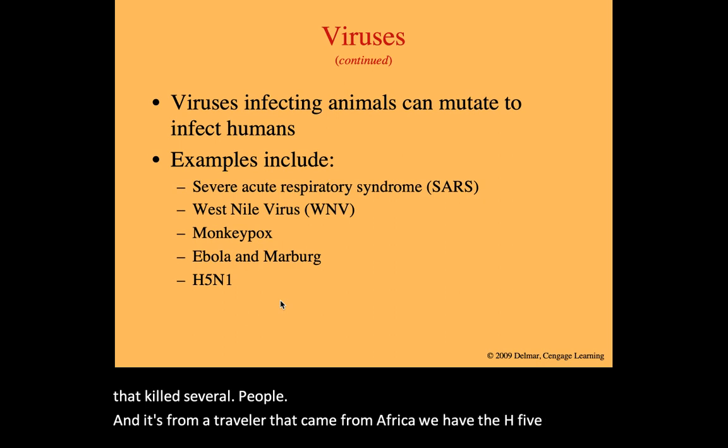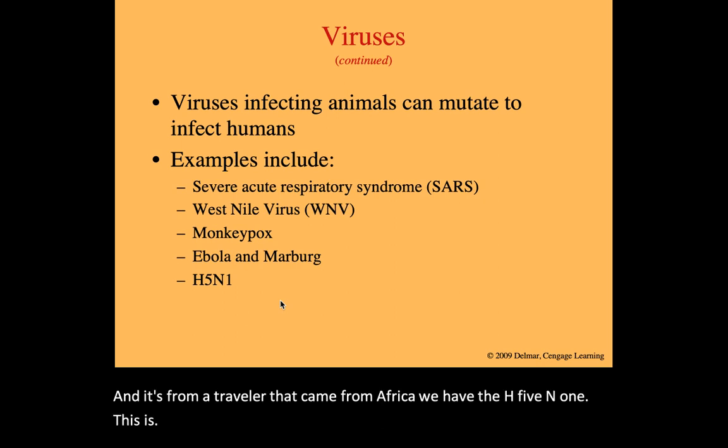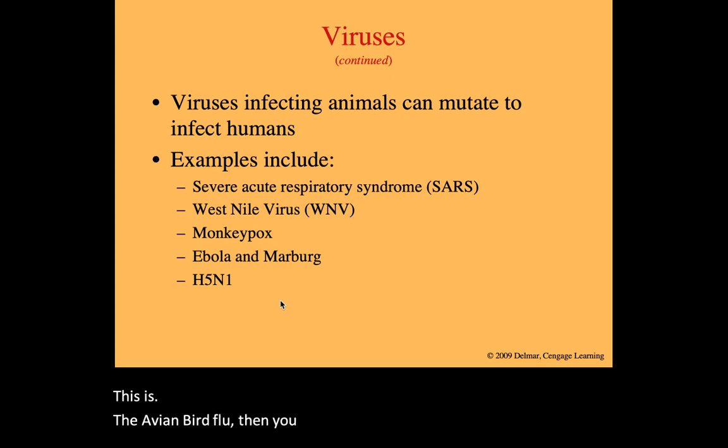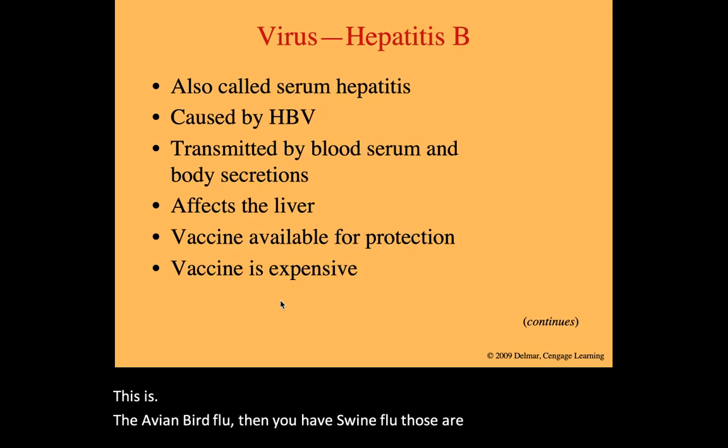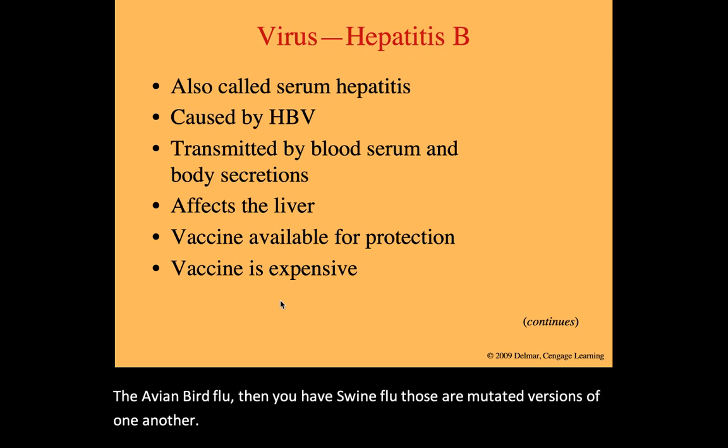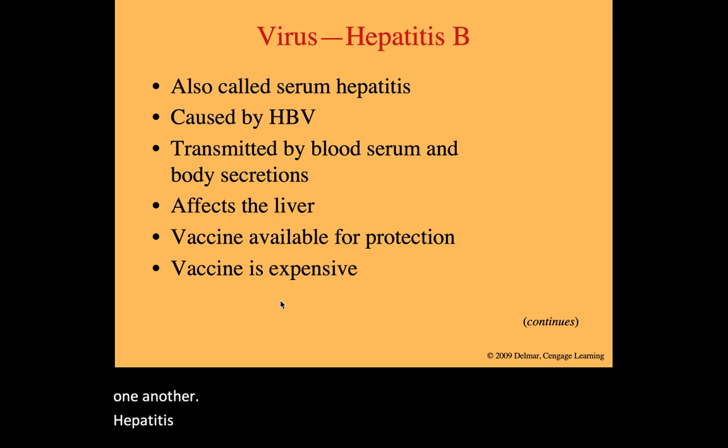We have the H5N1. This is the avian bird flu. Then you have swine flu. Those are mutated versions of one another. Hepatitis B, we've learned about this in bloodborne pathogens.